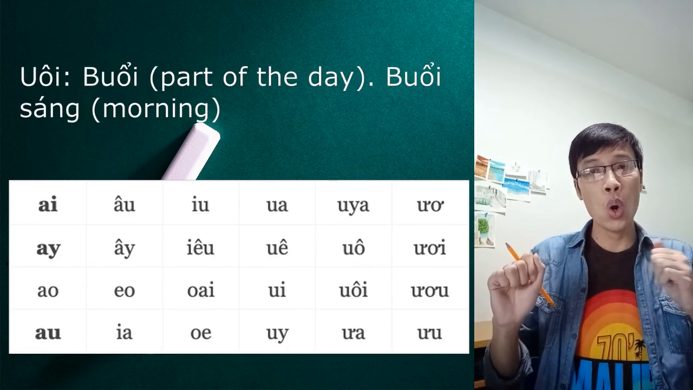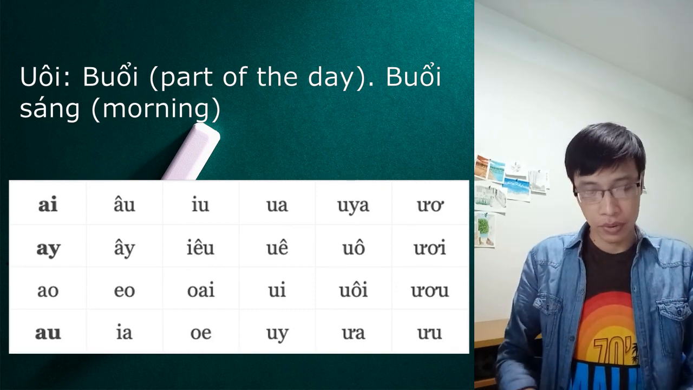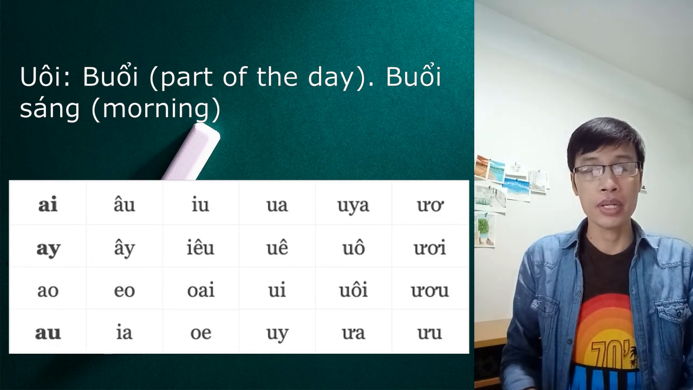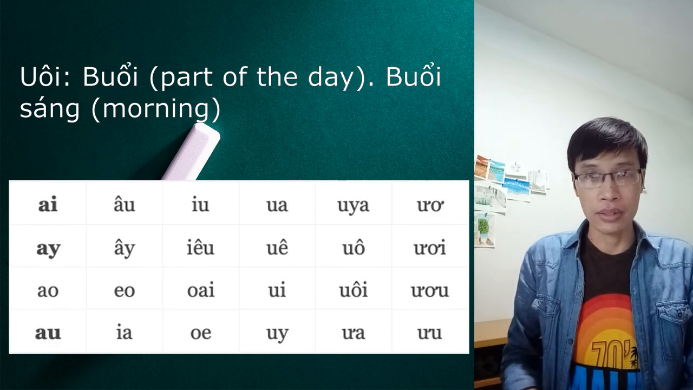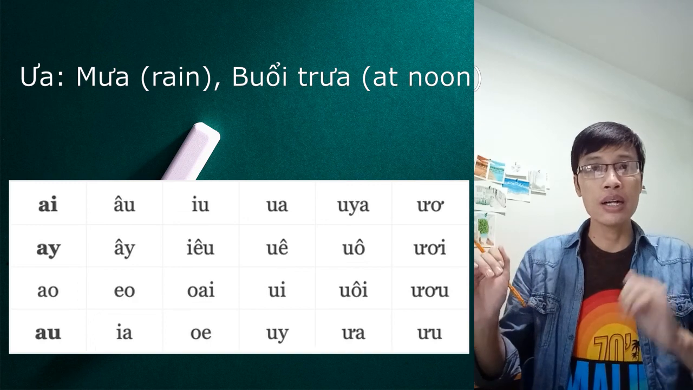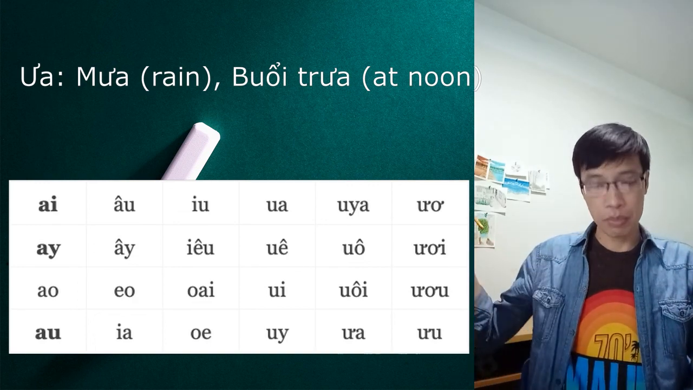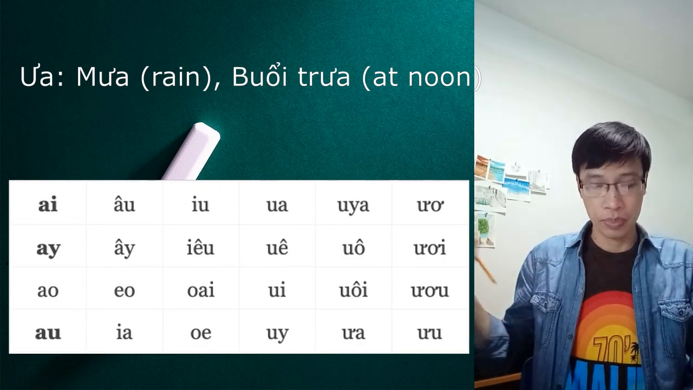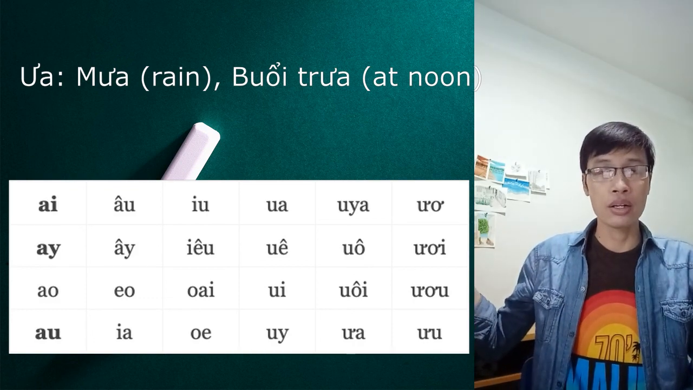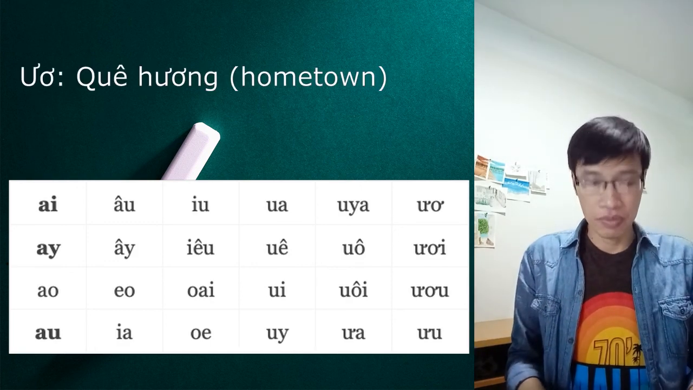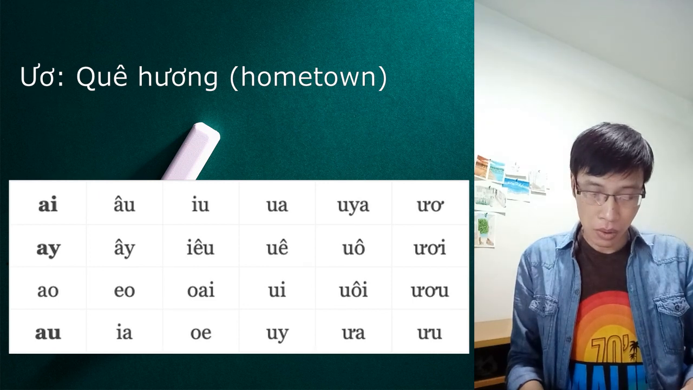We also have uô. For example, buổi. It means part of a day. For example, buổi sáng. It means morning, okay? Buổi. The next, we have ưa. For example, mưa. Mưa, it means rain. Or buổi trưa, it means afternoon. Okay, so now we have only four more diphthongs.